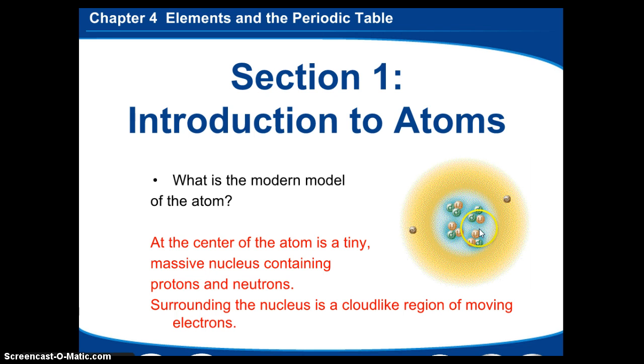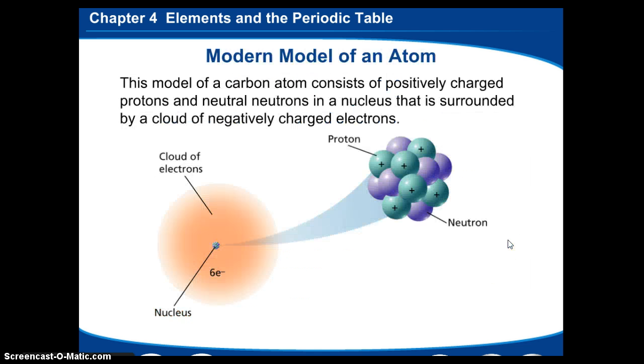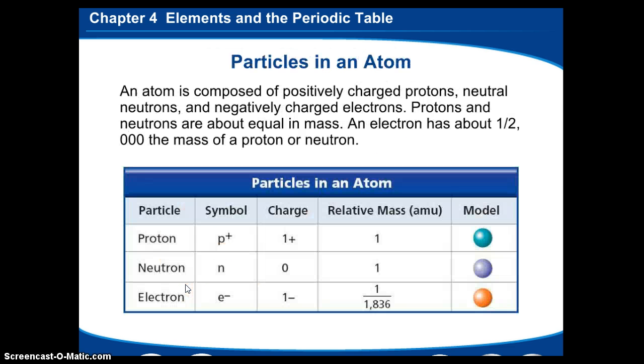And it has the positive protons and the neutrons, and then you got the electrons in a cloud-like region, and they're constantly moving. The model of a carbon atom, for instance, looks like this. It has a little tiny, tiny, tiny nucleus, and we have neutrons and protons here. Neutrons don't have a charge. That's why there's no plus or minus on it. And then a cloud of electrons. And those are negatively charged electrons.